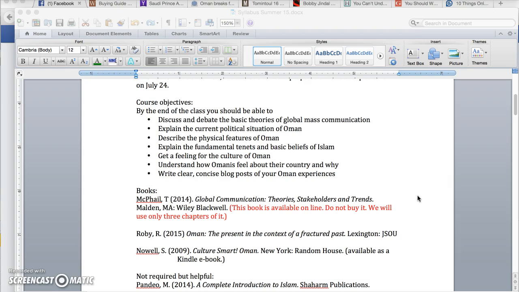You should be able to describe the physical features of Oman. That's something that you will see when we get there, and we will see almost all of the physical features of Oman. We will touch on the desert. We won't actually go into the empty quarter, but we will be able to see how varied the country really is. You should be able to explain the fundamental tenets and the basic beliefs of Islam. I have some readings in that and some suggested readings for people who want to delve further into Muslim culture, Muslim background.